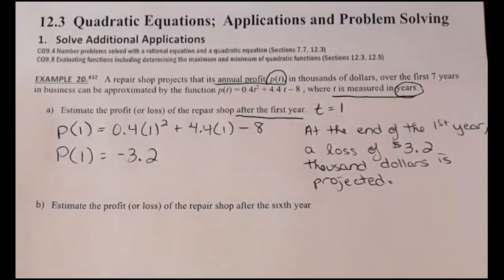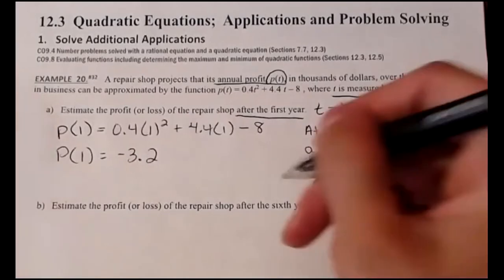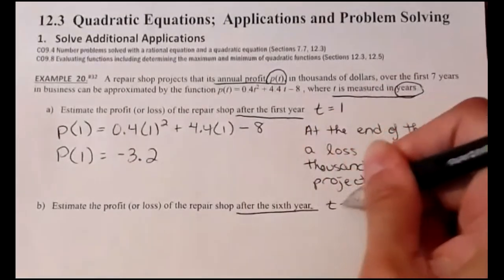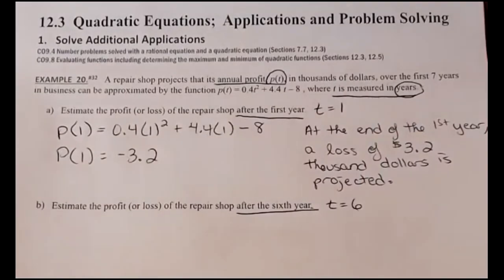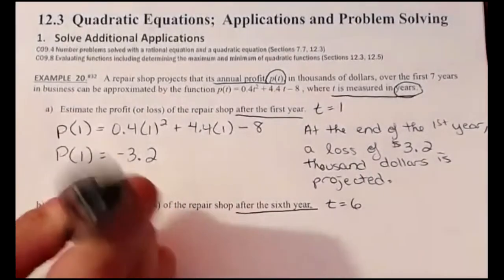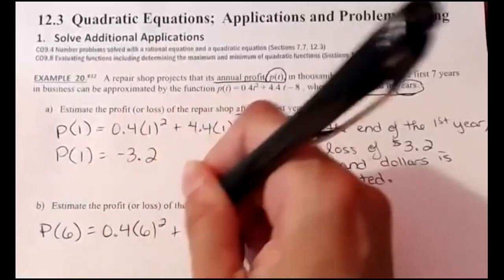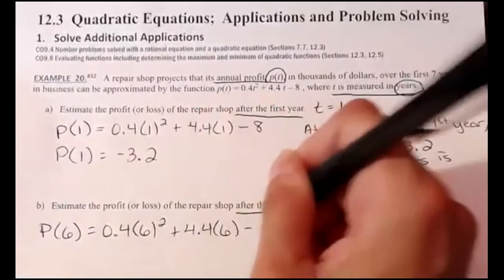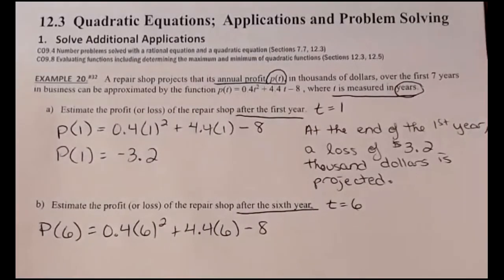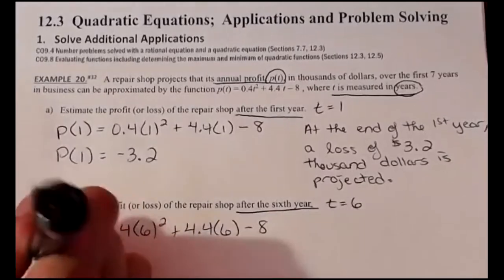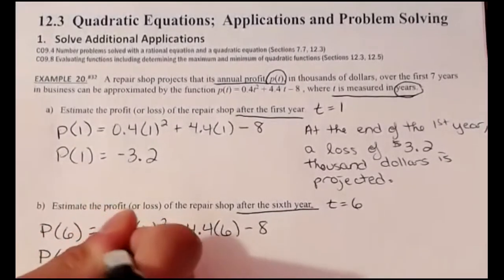Let's do it again and see what's happening over time. So for part B, estimate the profit or loss of the repair shop after the 6th year. So that means that T is equal to 6. So let's see if they can expect a profit after being in business for a while. So we have P of 6 is equal to 0.4 times 6 squared plus 4.4 times 6 minus 8. So again, all we're doing is plugging in. Everywhere we had a T, we replace it with a 6. Aha. And now we notice that P of 6 is equal to 32.8.